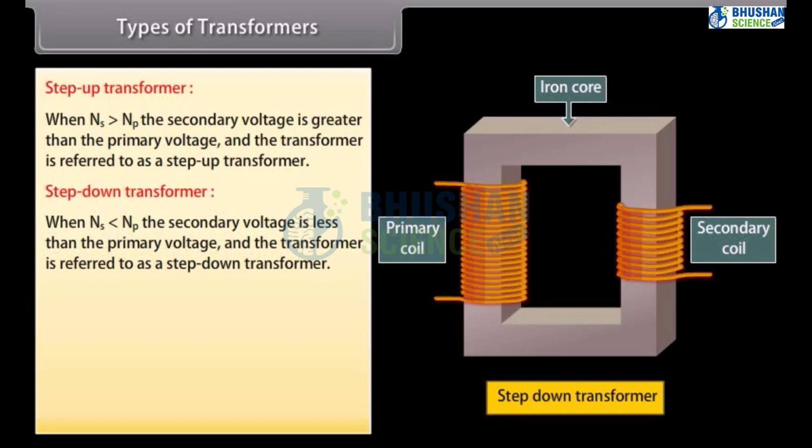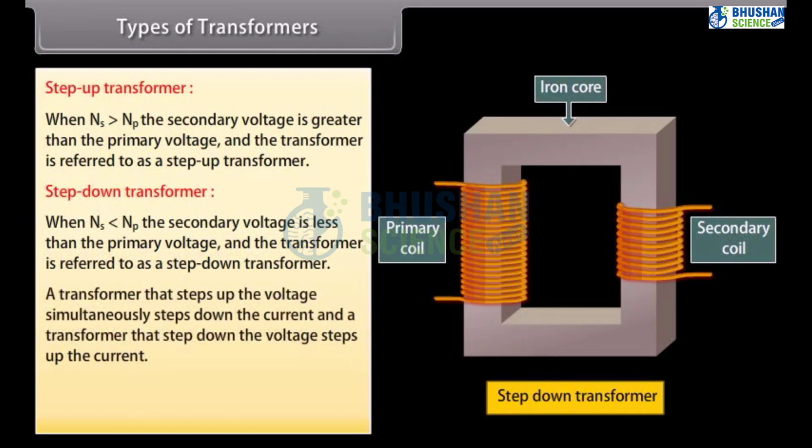transformer. A transformer that steps up the voltage simultaneously steps down the current, and a transformer that steps down the voltage steps up the current. Is by Ip is equal to Vp by Vs is equal to Np by Ns.